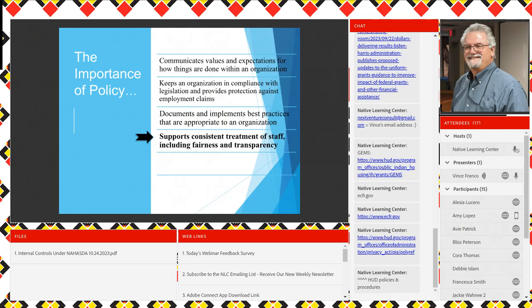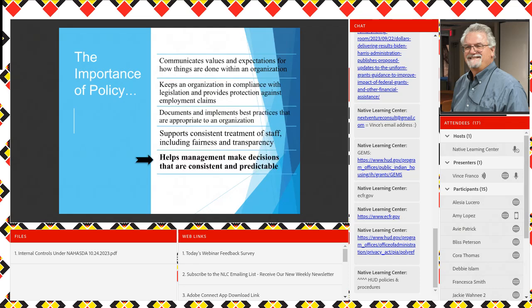That's very, very important from the compliance standpoint. Helps management make decisions. Yes, good internal controls, good policies and procedures theoretically will help the organization run more efficiently if they're implemented consistently and properly, which helps management make decisions for the betterment of the program, right? That should all be part of the process.